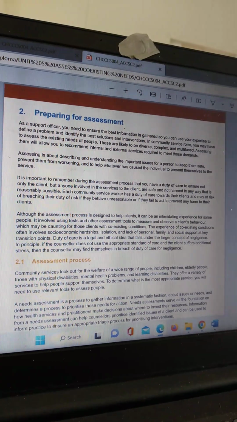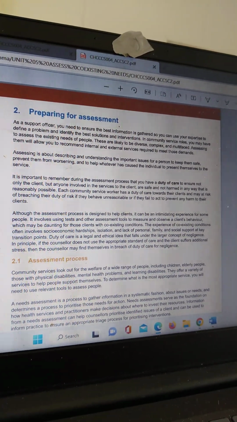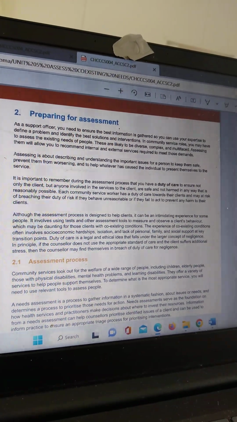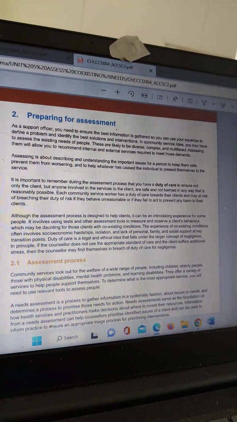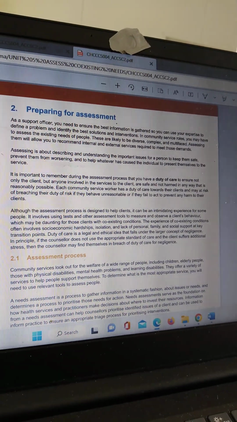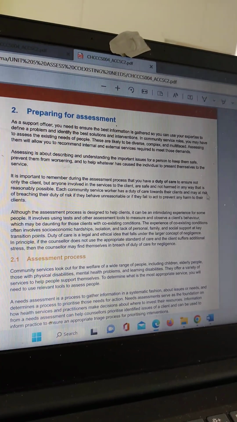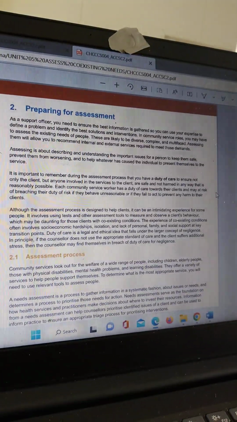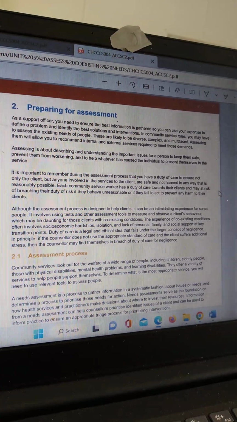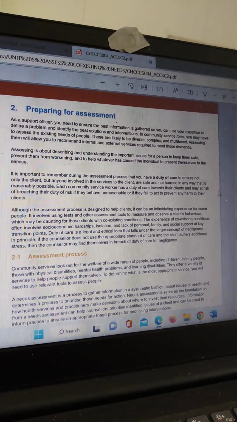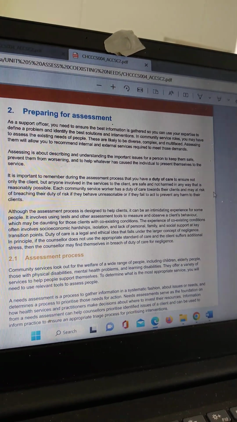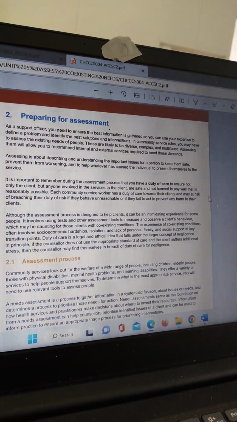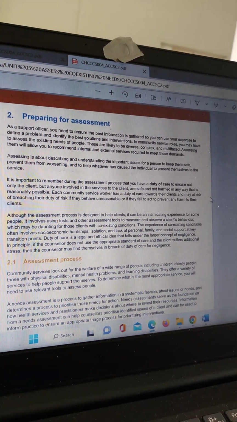Assessing is about describing and understanding the important issues for a person to keep them safe, prevent them from worsening, and to help whatever has caused the individual to present themselves to the service. It is important to remember during the assessment process that you have a duty of care to ensure not only the client but anyone involved in the services to the client are safe and not harmed in any way that is reasonably possible.